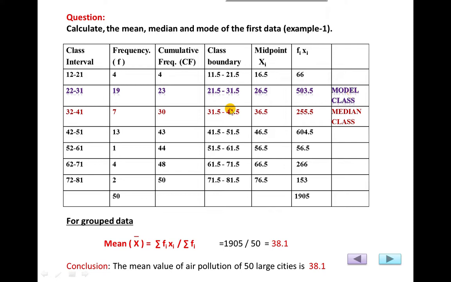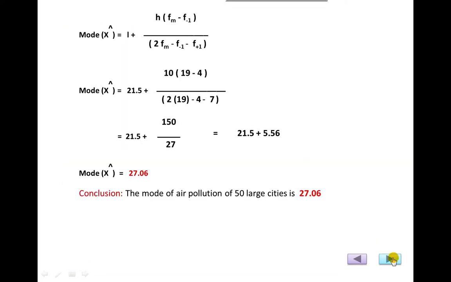We will select the lower class boundary of the modal class 21.5, frequency of modal class 19, previous is 4, next is 7, size is 10, fixed for all methods. So substitute here L lower class boundary 21.5, h is 10, size of class interval, f frequency of modal class 19, previous f minus 1 is 4, f plus 1 next is 7. Substitute the values, calculate the numerator term and denominator term, then simplify, you will obtain 27.06. So mode is 27.06.